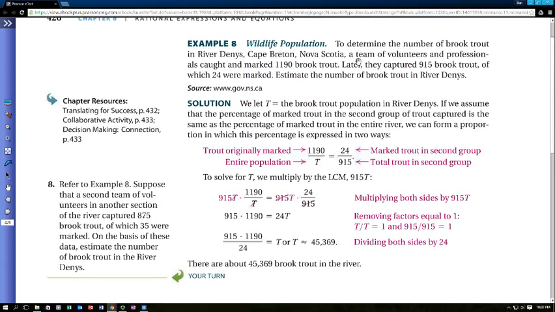Wildlife population. To determine the number of brook trout in River Denny's, Cape Breton, Nova Scotia, a team of volunteers and professionals caught and marked 1,190 brook trout. Later they captured 915 brook trout, of which 24 were marked. Estimate the number of brook trout in River Denny's.